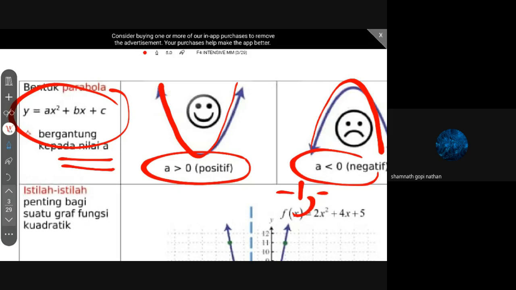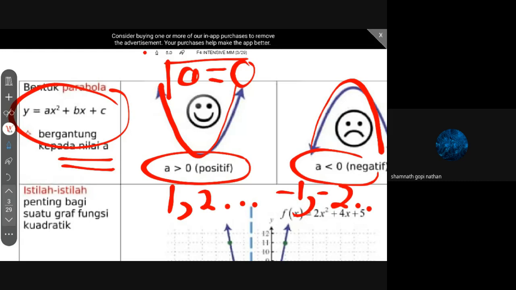I can give you example. This one is positive 1, positive 2, and so on. Okay, guys. So until you understand, I ask you a question. How if A is 0, guys? How does the graph look like? Macam mana graph akan jadi kalau A tu sama dengan kosong? What graph form now? Apa bentuk graph sekarang kalau A sama dengan kosong?